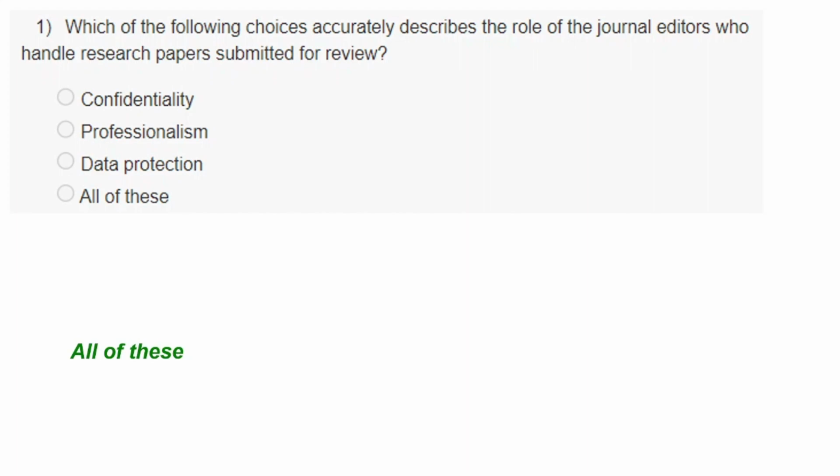Data protection, definitely also very relevant. If there's data that's very novel, then confidentiality and data protection are very important, because the authors have really worked a lot to get to the results, and some random people cannot publish that if things get leaked. That's why data protection and confidentiality is very important with respect to the role of journal editors.